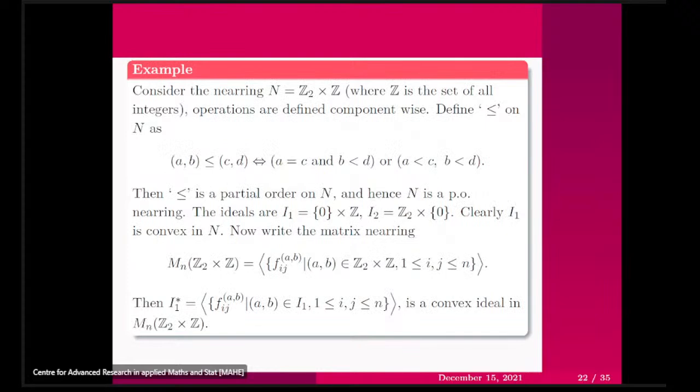Now we consider a near-ring N equal to Z cross Z, defined component-wise, and the less than or equal to defined on N as follows. Then N with less than or equal to becomes a partially ordered near-ring, and the matrix near-ring corresponding to N is M_n(Z cross Z), defined as the sub-near-ring generated by F_ij(a,b), where (a,b) belongs to Z cross Z. Corresponding to the convex ideal I1, that is 0 cross Z, we get the convex ideal I1-star in the matrix near-ring.